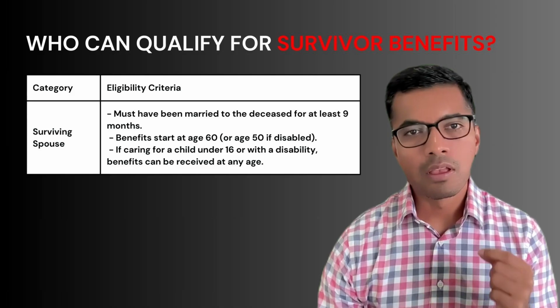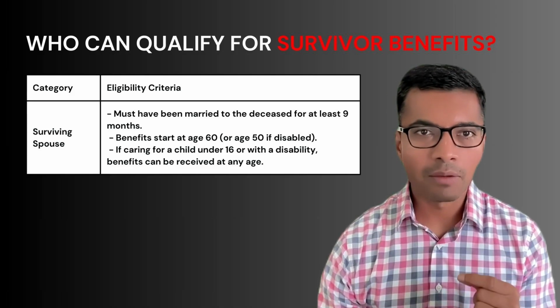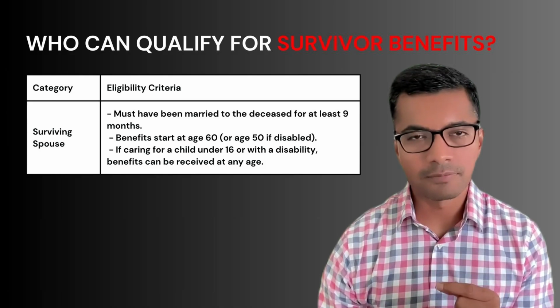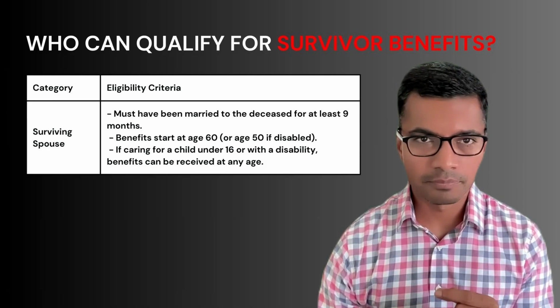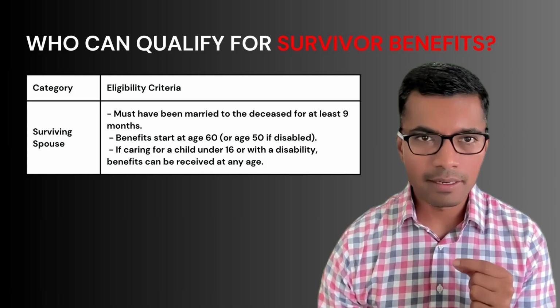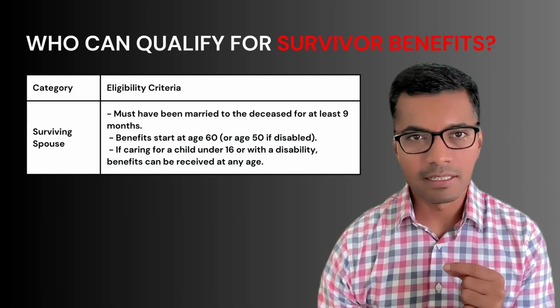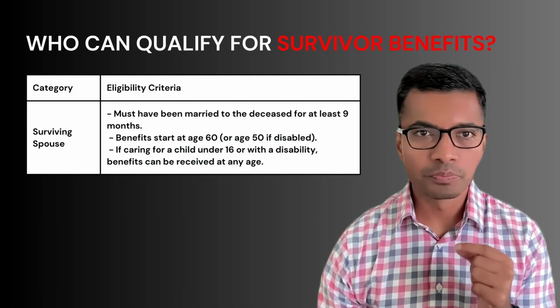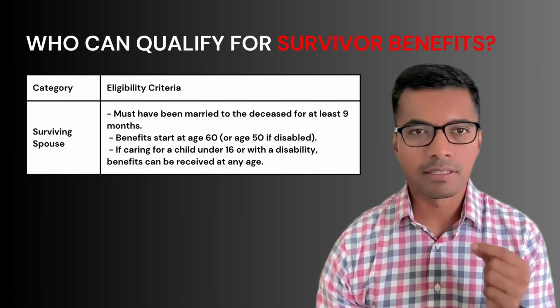So, what's the eligibility criteria? There are several categories. Let's start with the surviving spouse. A surviving spouse should have been married to the deceased person for at least 9 months, and the person should not have remarried before age 60, to be eligible to apply for survivor benefits.